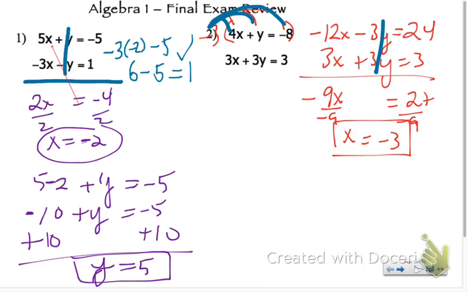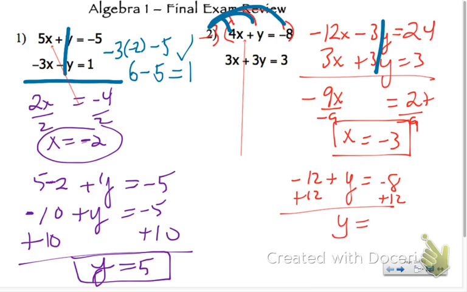And to solve for y, I'm just going to plug negative 3 in right there. So that gives me 4 times negative 3 is negative 12, plus y equals negative 8. Add 12, and that gives me y equals 4. And if I were to plug the x and y into either equation, either here, here, or there and there, they would work out in both equations.